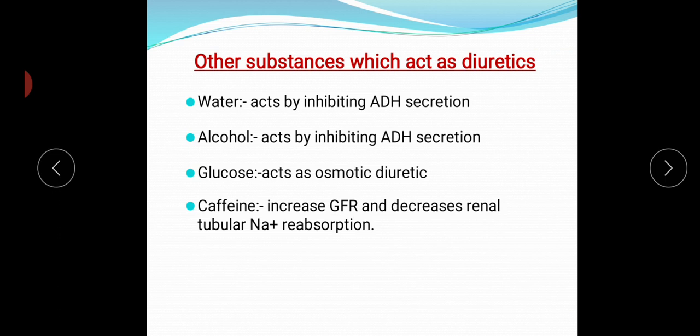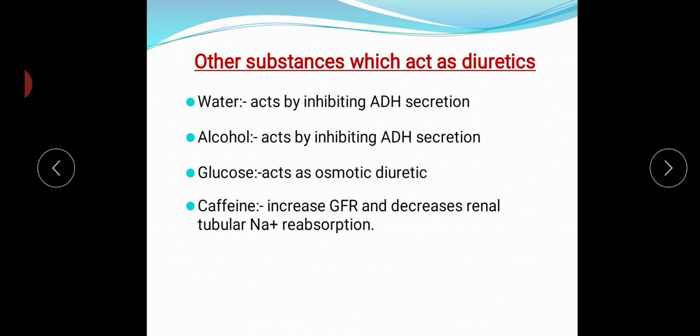As you know, the water reabsorption from the distal tubules and the collecting duct is solely dependent on ADH, the antidiuretic hormone. If ADH is present in adequate amount, then the water will be reabsorbed. But if ADH is less, then water is not going to be reabsorbed from this portion, the distal tubules and the collecting duct, and it will cause diuresis. So excess water in the body will decrease the ADH secretion from the posterior pituitary.